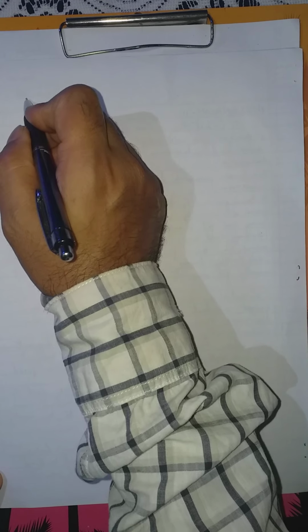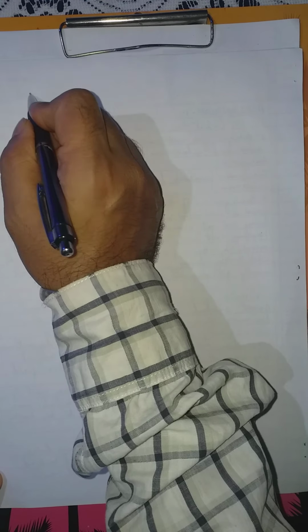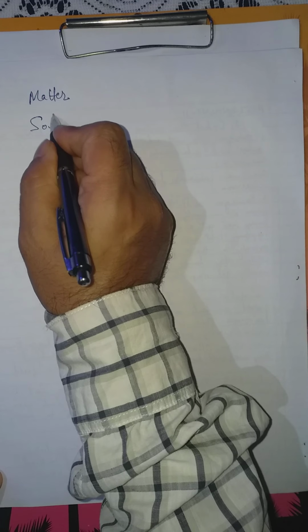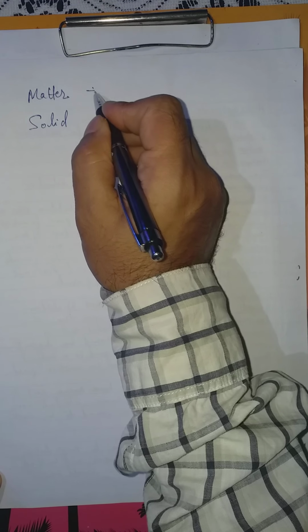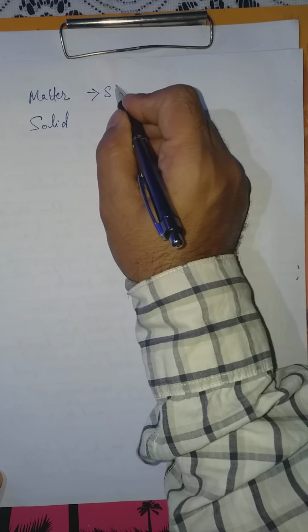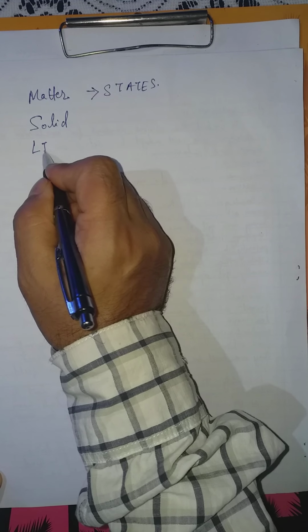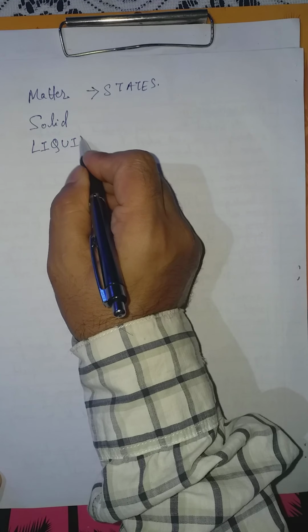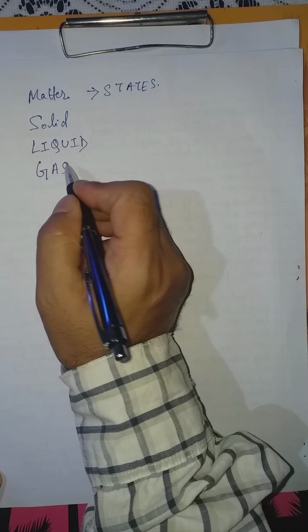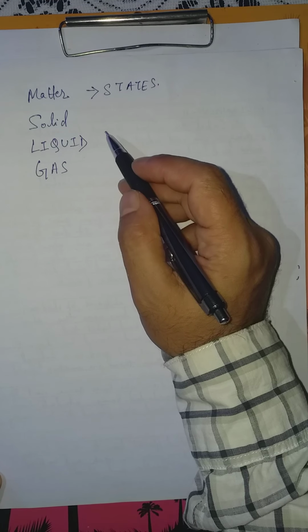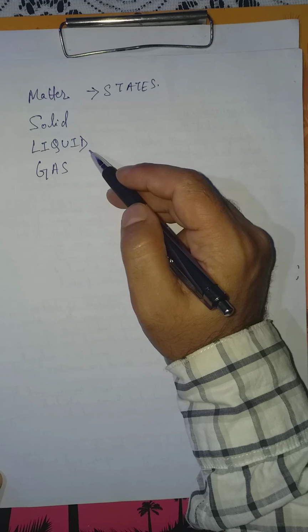We're in the matter chapter, and today we want to discuss why matter exists in three different states. We know that matter has three different states. Matter has how many states? Three different states. One is solid, next is liquid, and gas. So we have a few points about solid, liquid, and gas.